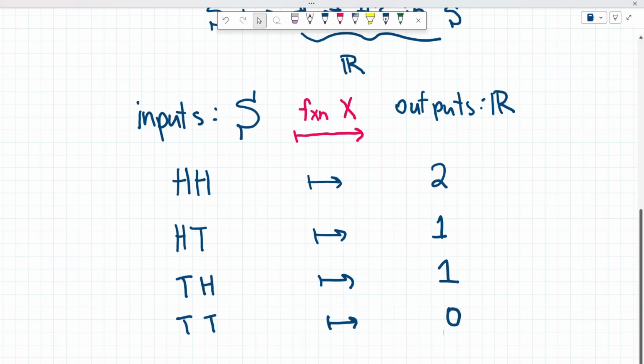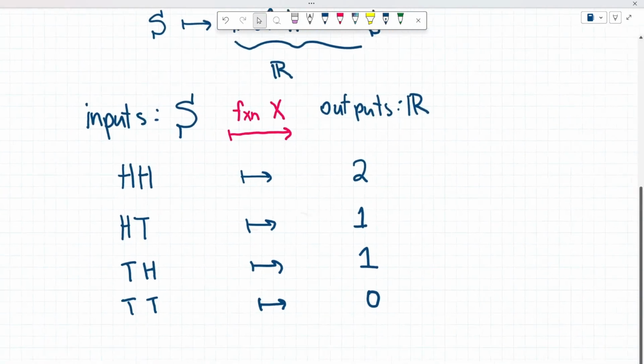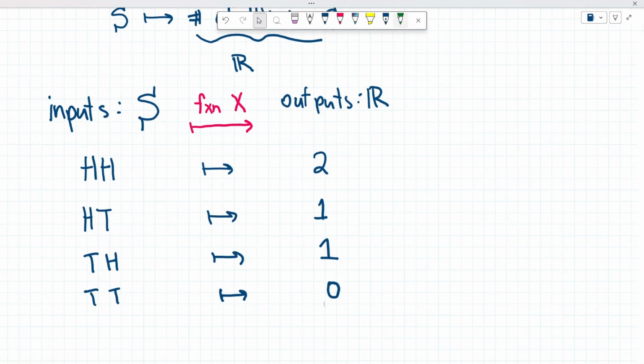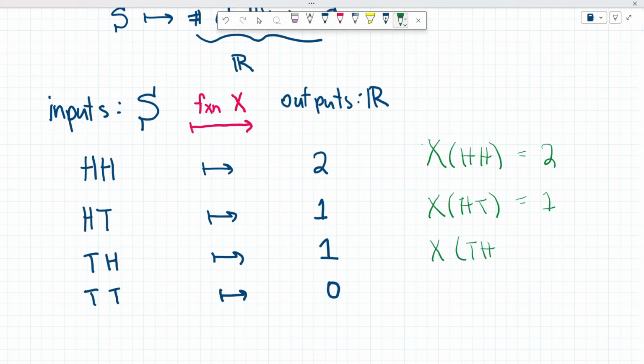So we can also use an alternative notation and write it as follows. So we can use this kind of, I would say, more function notation here. So we could have, let's write this out, x of hh equals 2, x of ht equals 1, x of th equals 1, and x of tt equals 0. So this should be familiar to you in terms of function notation, and a lot of probability just builds upon this.